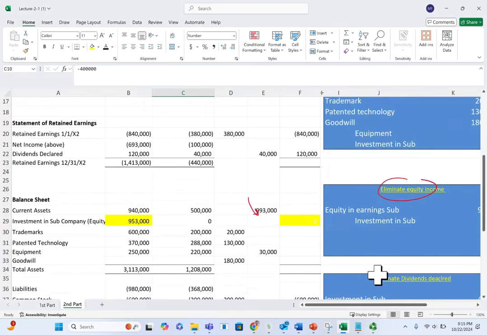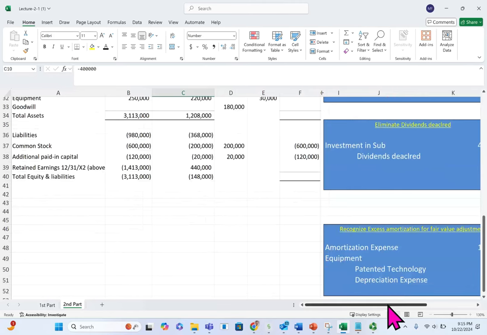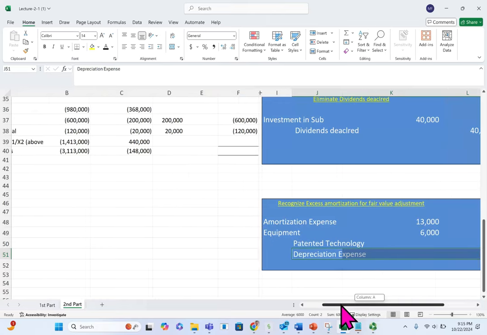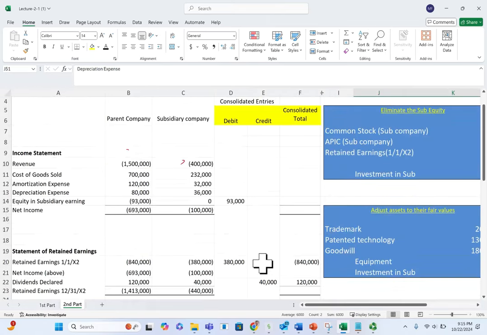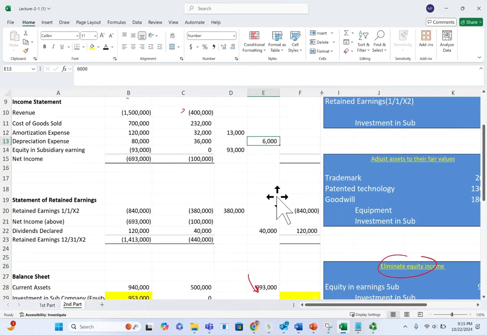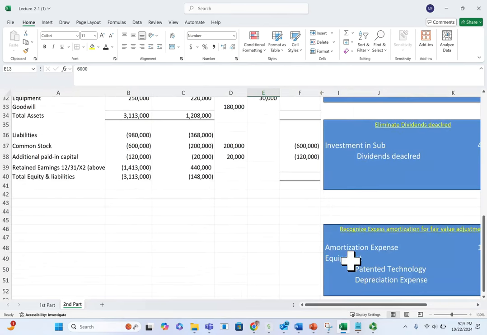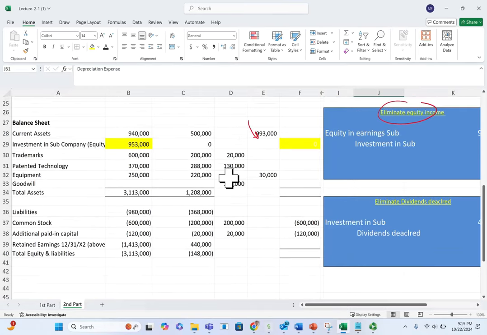The other thing that I have to account for after I remove the dividend is I have to book the additional amortization expense and book the less of expense of depreciation expense. So what do I have to do? I have to book an additional amortization expense of 13,000, and I have to reduce my depreciation expense by 6,000 because I took less of equipment. And what do I book them against? I book them against the equipment and the patent and technology.